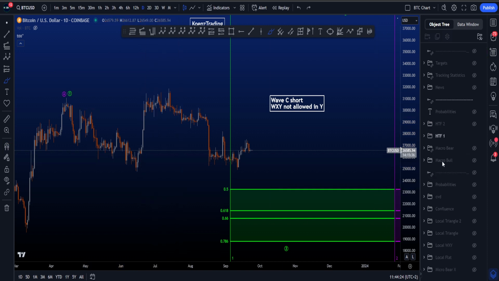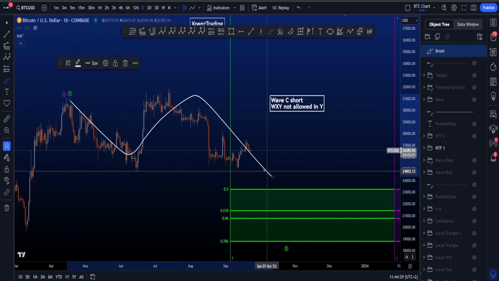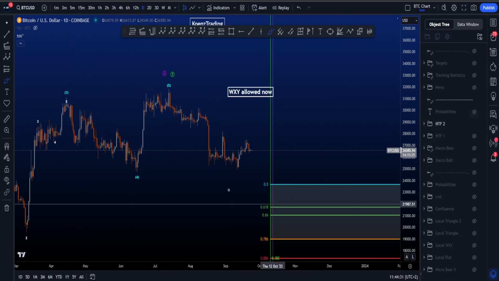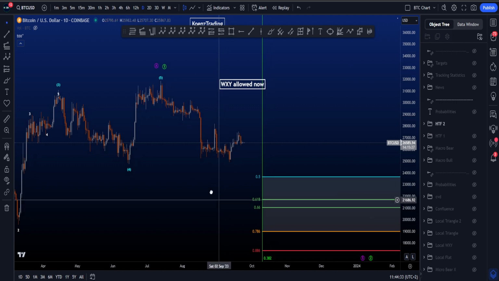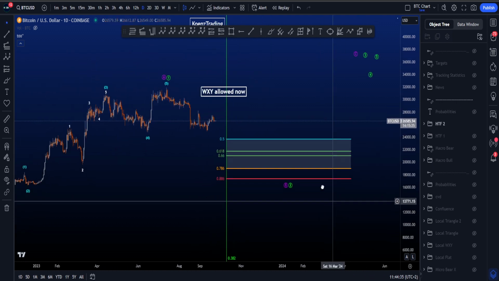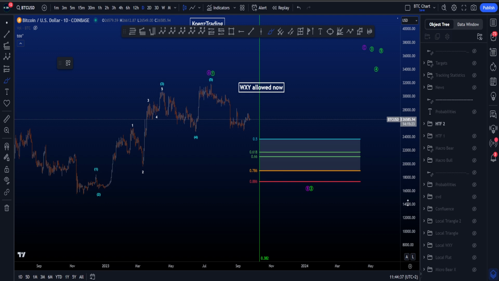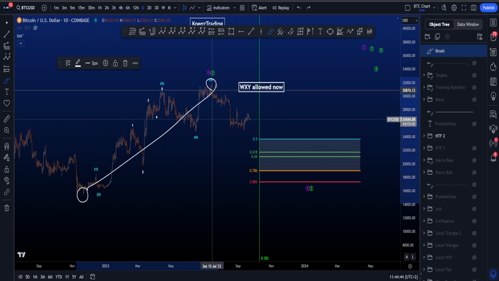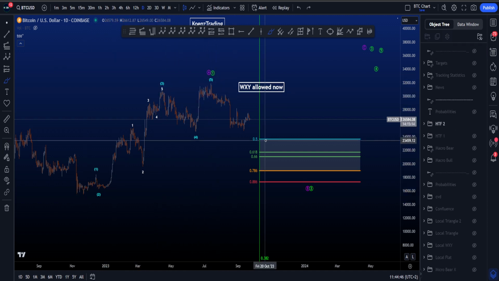And this then increases the probability. Because of the difficulty of the WXY scenario here, it increases the probabilities for this scenario to be the right scenario on the higher time frame. Now, the target for B or 2 does not really change because you still take the fib from the low to this high instead of this high. So it's a minimal change.